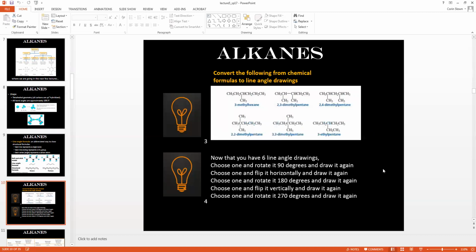Choose another and flip it horizontally and draw it again. Choose one and rotate it 180 degrees and draw it again. Choose one, flip it vertically and draw it again, and then choose one and rotate it 270 degrees and draw it again. And the reason why we do this is because the gymnastics of molecules is pervasive.